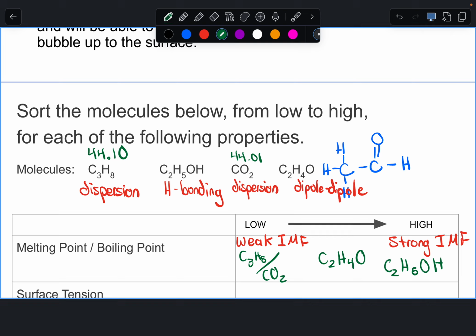All right, so that's just melting point and boiling point. We would expect that to be the order from weakest or lowest melting point and boiling point up to strongest intermolecular force or highest boiling point.